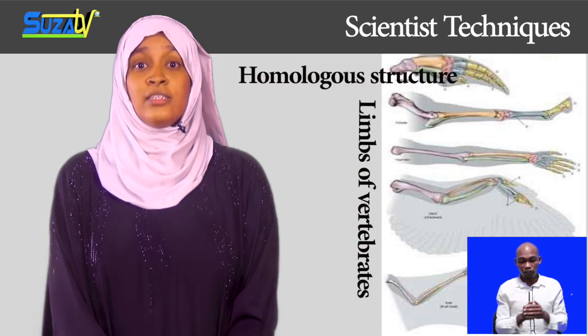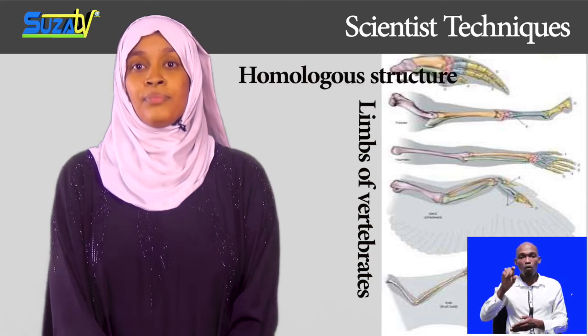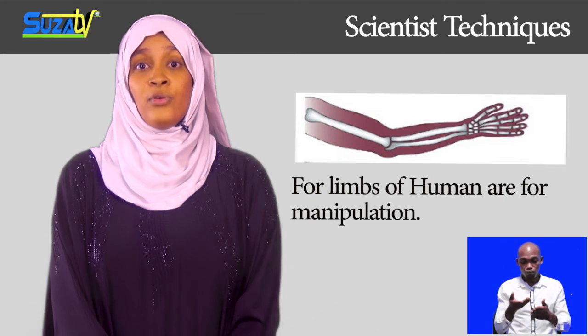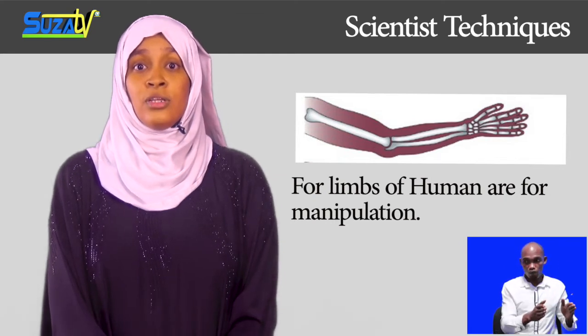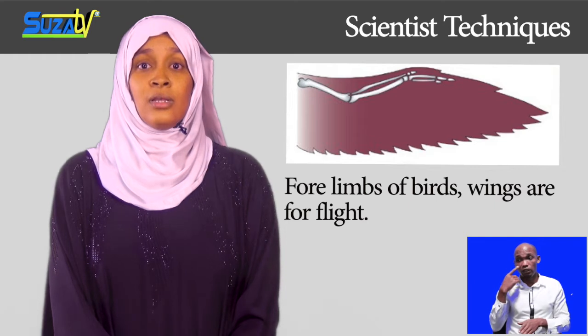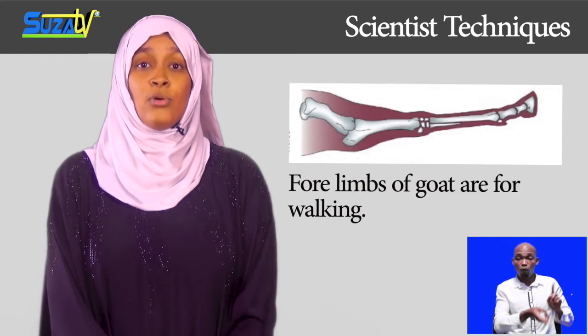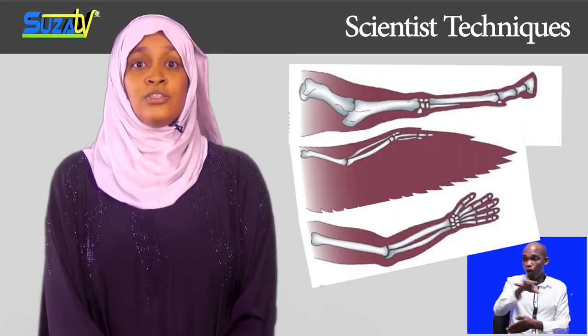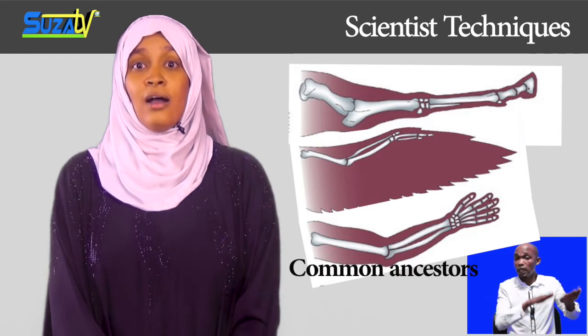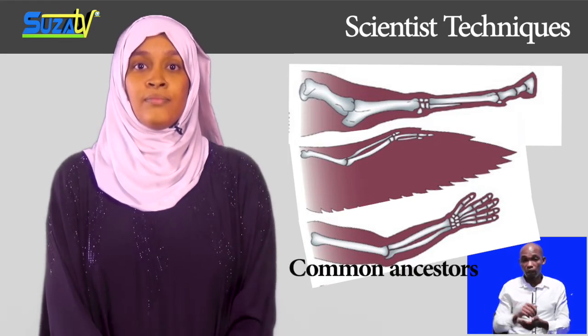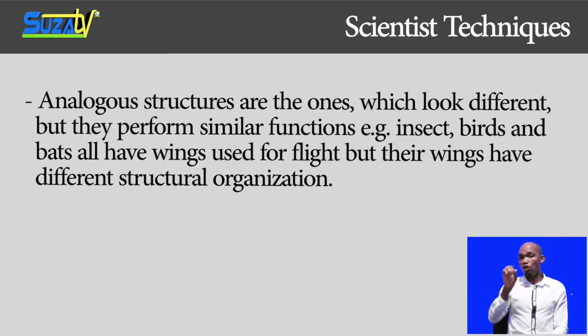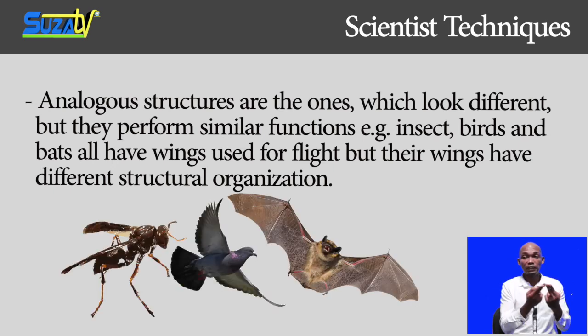This is known as homologous structure. Example, forelimbs of humans are for manipulation, forelimbs of birds, the wings, are for flight, and forelimbs of goat are for walking. This shows that all these animals are from common ancestors. Analogous structures are the ones which look different, but they perform similar functions. Example, insects and birds all have wings used for flight, but their wings have different structural organization.